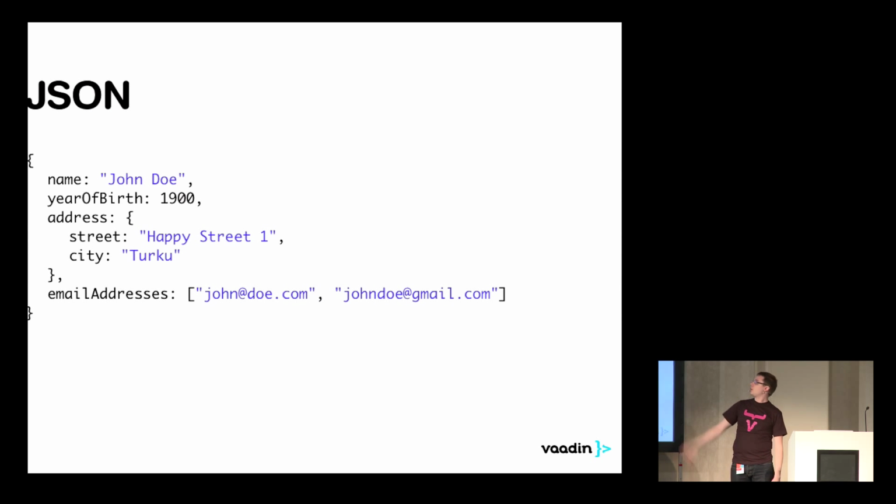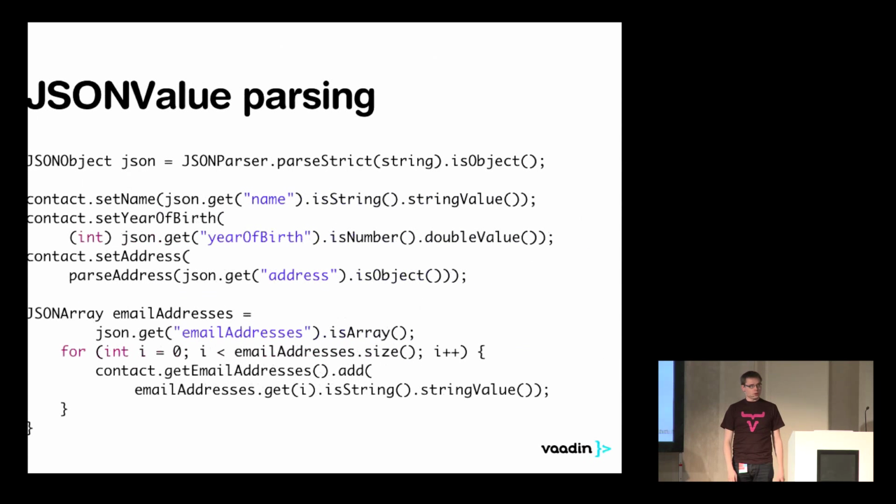So if we take one example JSON message sending one of those contact objects, it could look like this. You could define it in any way, but this is the obvious way. JSON is just a subset of JavaScript, so this should be quite familiar syntax to all of you. But then what do you do when you get this as a string? Once again, the most obvious basic way would be using JSONValue, which is part of GWT.